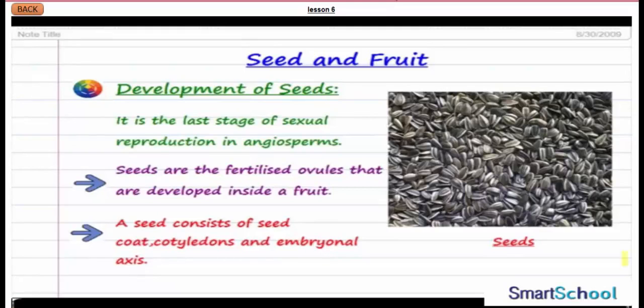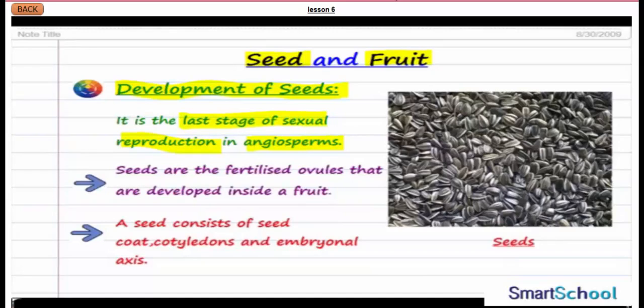Now begin with the next topic, that is the seed and the fruit. The very first subtopic we do under this is development of seeds. That is how the seeds are developed. Now the development of seeds, it is the last stage of sexual reproduction in angiosperms, that is the flowering plants.